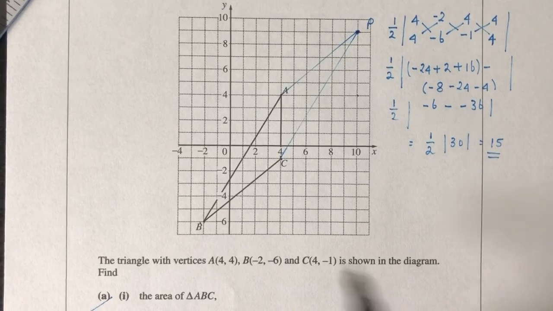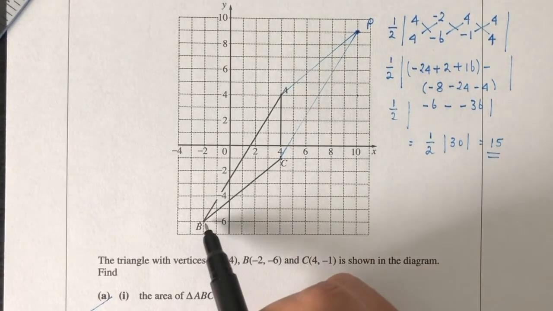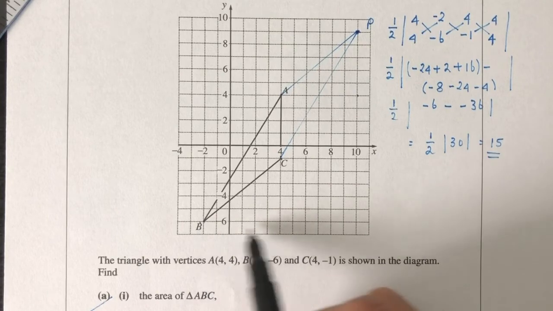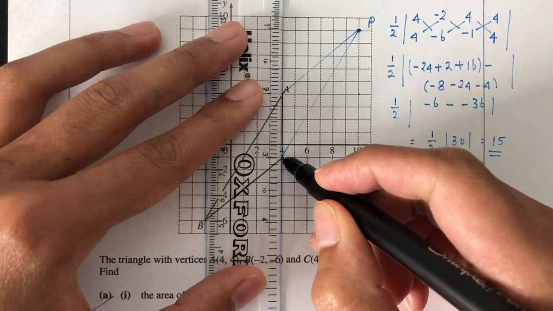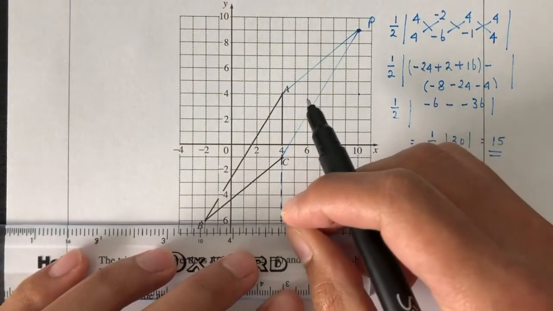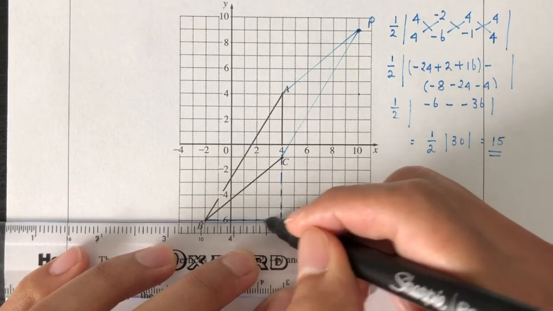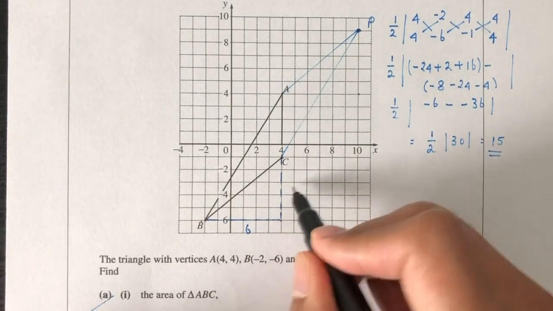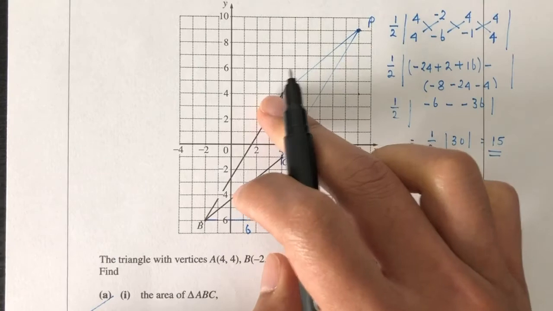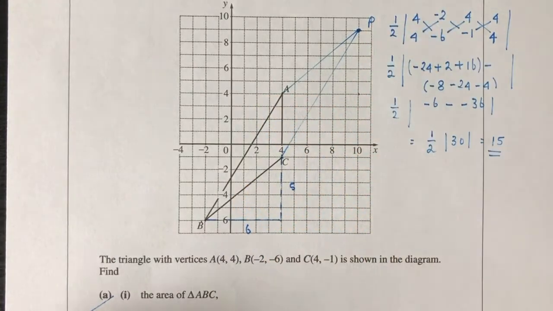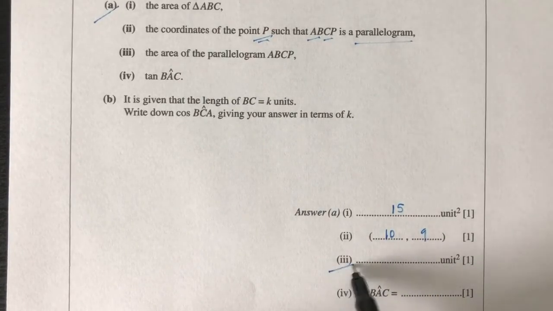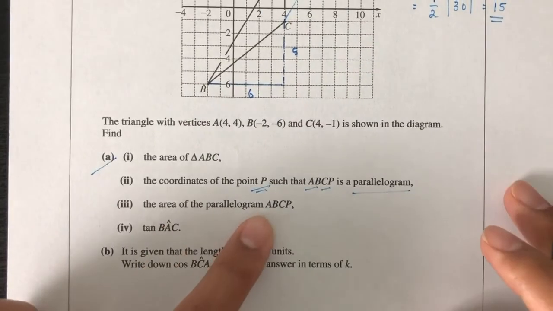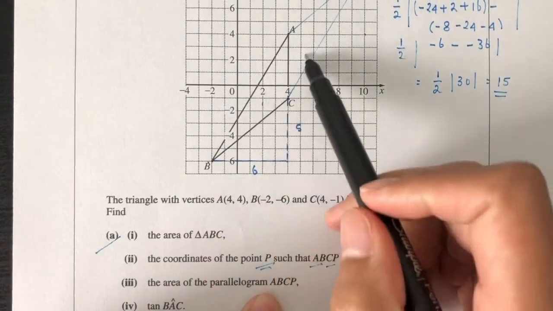Okay, I hope it is fine. So let's count again just to make sure. B to C is, minus 2 to 4 is 6, and let's write this down. This was 6, and this is 5. 6, 5, right. So it will be (10, 9) for the point P. Now for part 3, find the area of ABCP. It will be twice this one. Since we know this is 15, this will be 30.